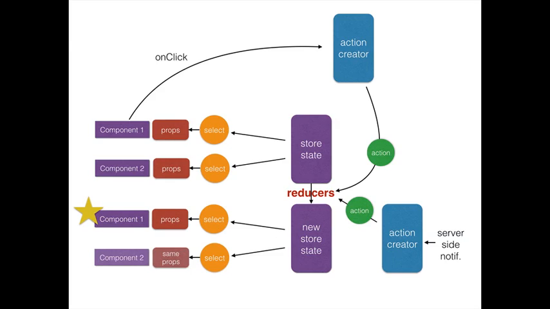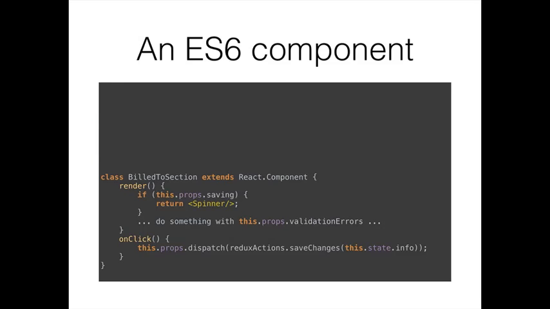So let's take a look at what the code looks like. This is an ES6 component, so this is using the ECMAScript 6 syntax for defining a React component. I cut a few pieces of code here and there, so it doesn't really make much sense, but hopefully you'll get the picture. I'm assuming we have a saving property in the component that I use for showing a spinner. So if I'm saving, I'm showing a spinner. Otherwise, I'm assuming I have some validation errors that I can use to show maybe a form with the errors. And then I have probably a button somewhere that I can click, and that's the way you dispatch an action.